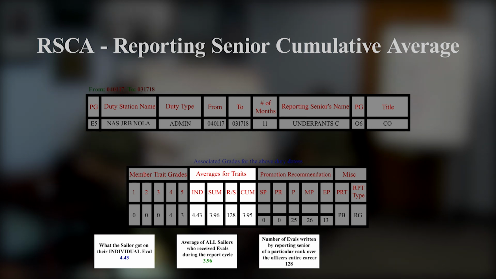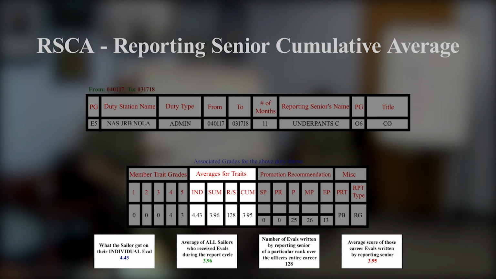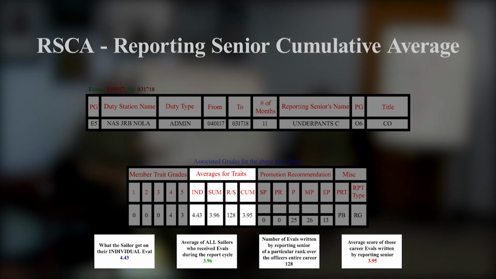This next number shows reporting senior. This is the number of reports that Captain Underpants has written on E5s throughout his career. So he's written 128 E5 evals. All right, that's what that number means. Out of all those 128 evals that he's written, his average of all those evals is 3.95. So as you can see, this individual with a 4.43 is above the captain's average at 3.95.